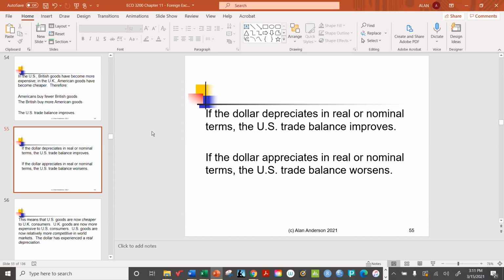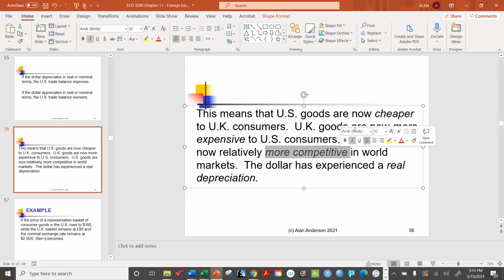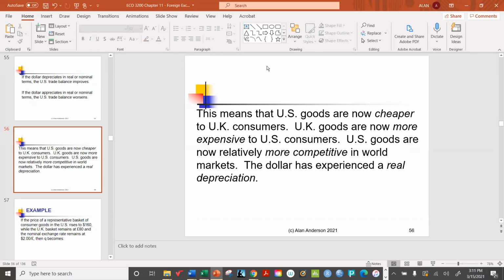So we can make the claim then that when US goods are cheaper, they're actually what we're going to call more competitive in world markets, which means that they're more attractive to foreigners, whereas foreign goods are less attractive in the United States. Therefore, we have what we call a real depreciation, and our trade balance will improve as a result.